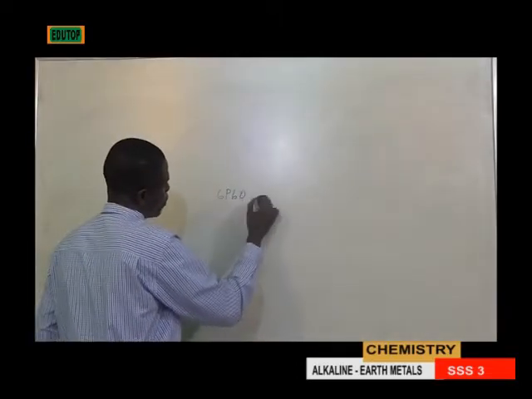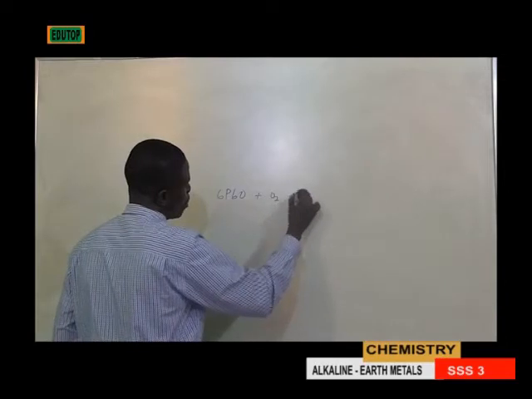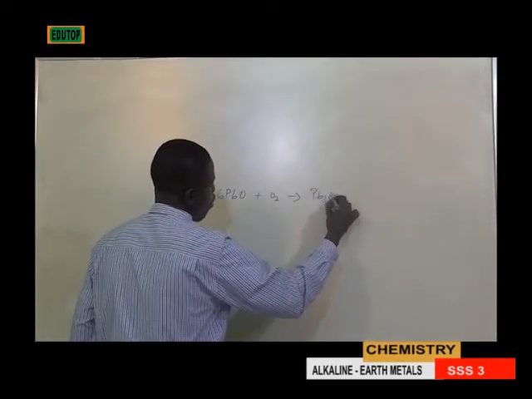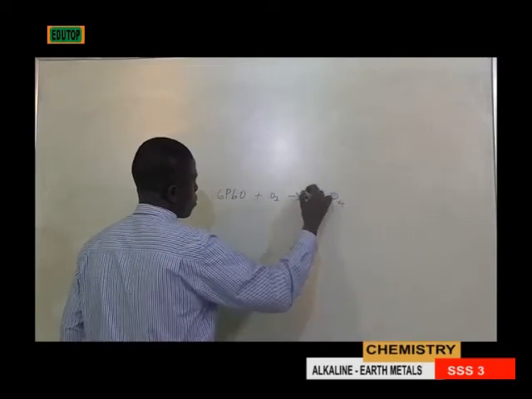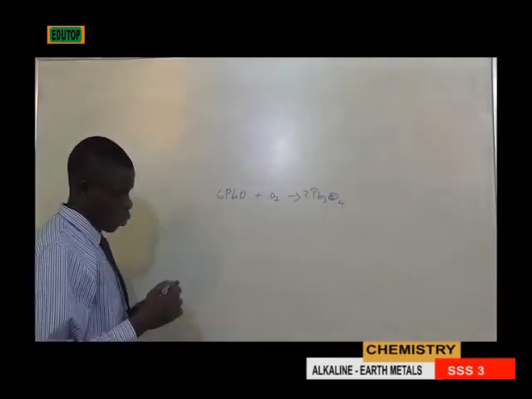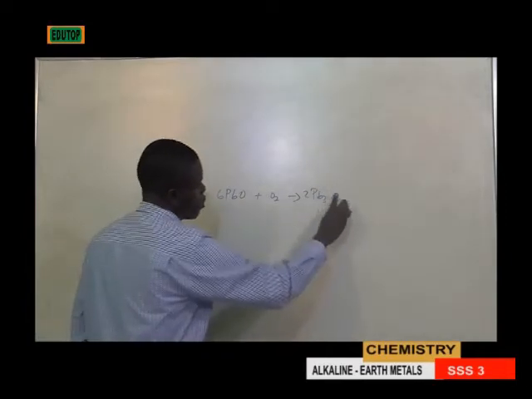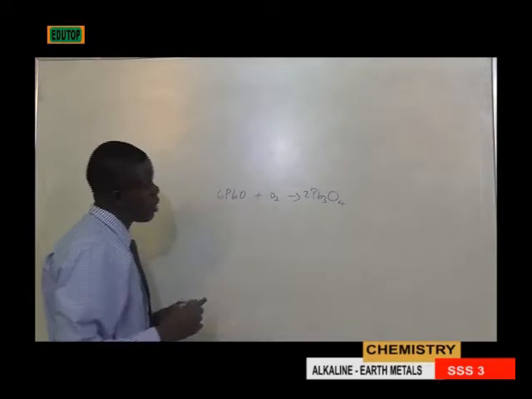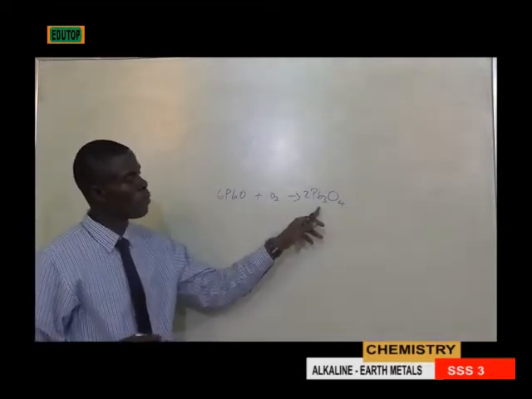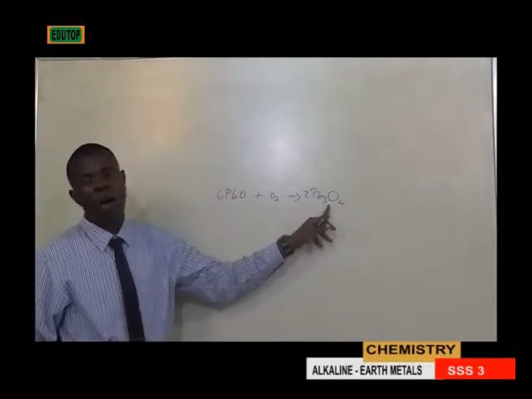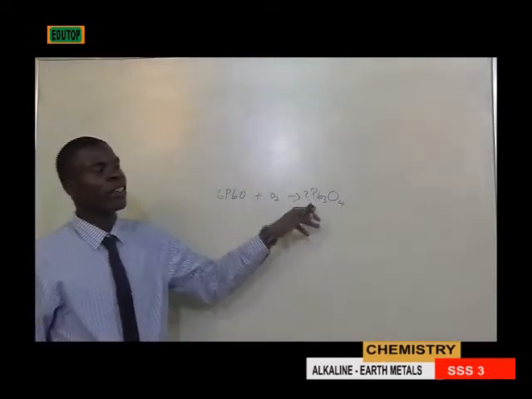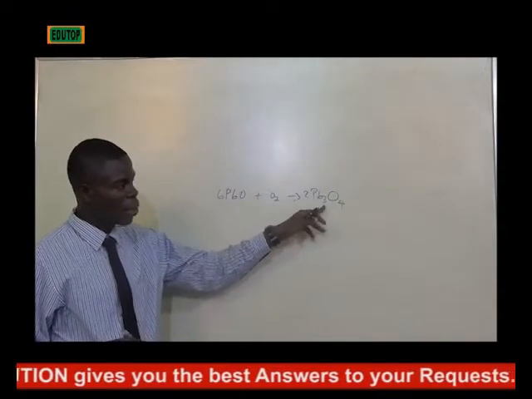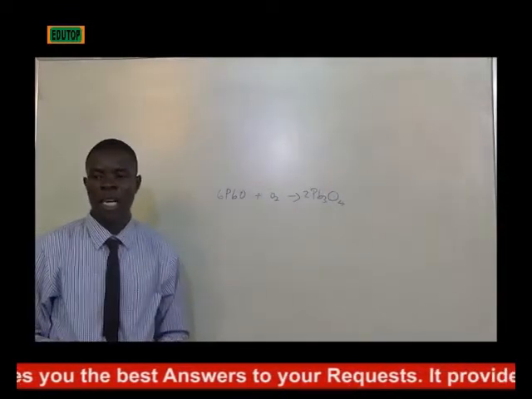6 PbO plus oxygen gives Pb3O4. So this is what is known as lead 2, lead 4 oxide, which is also known as red lead oxide. It is an important oxide of lead.